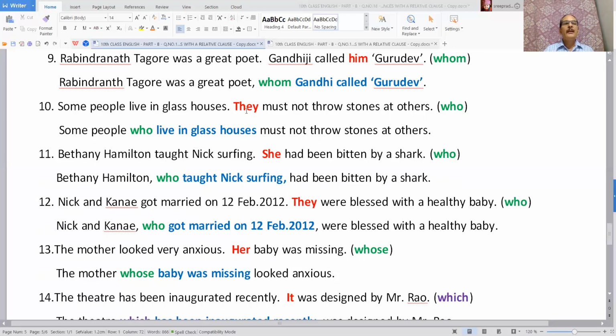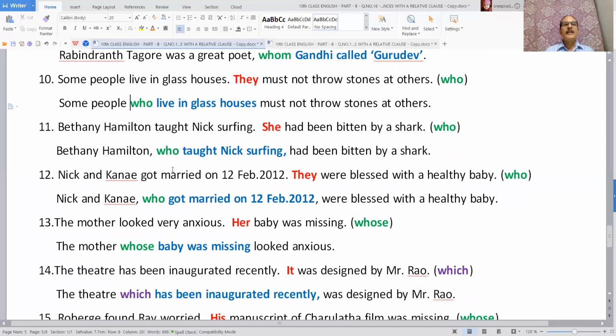Some people and they both refer to the same subject. So when the subjects in the two sentences are the same, we can just write the first subject and then write this defining relative clause here. Some people who live in glass houses must not throw stones at others. So some people who live in glass houses, this itself has its own meaning. Without who live in glass houses, some people must not throw stones at others is meaningless. That's why we have to use a defining relative clause here.